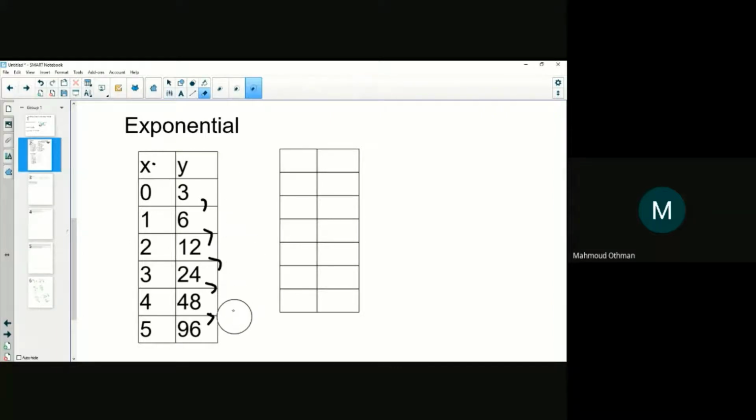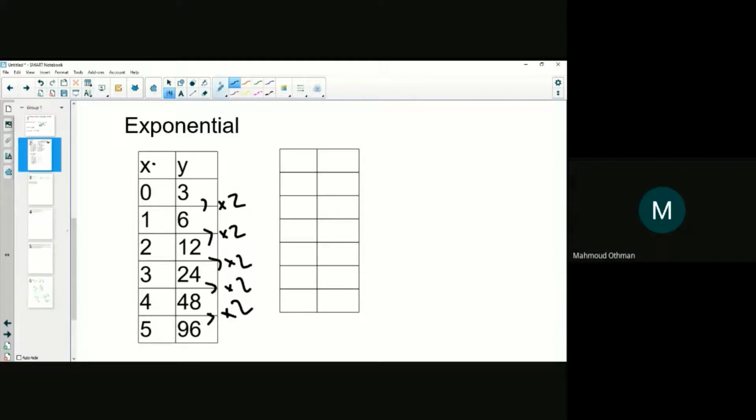So how would I get from, so adding doesn't work because that doesn't seem consistent. So how do I get from 3 to 6? Multiplied by 2. How do you get from 6 to 12? Multiplied by 2. How do I get from 12 to 24? Multiplied by 2. So it looks like this guy has a multiply by 2 pattern. And that's how you know it's an exponential.